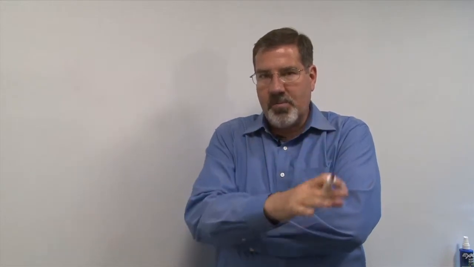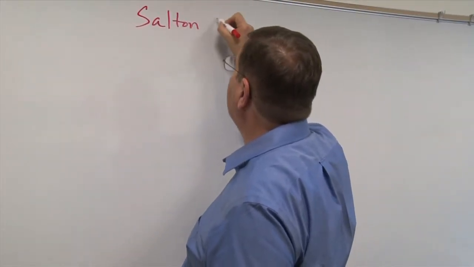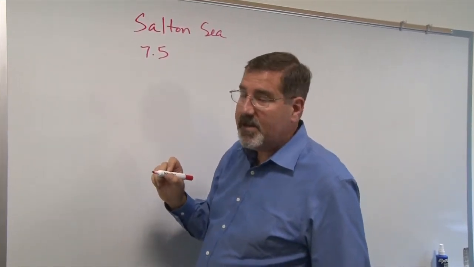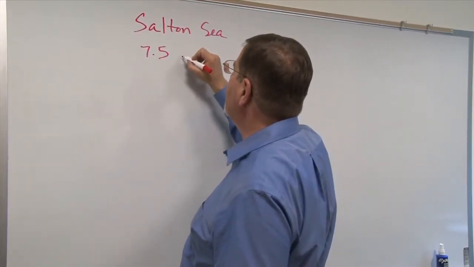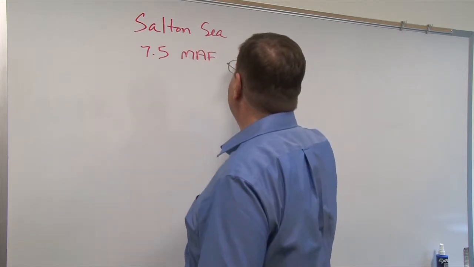And so we can do some simple math and we can figure out just how long the river was diverted from its normal course and flooded across the California desert and filled up at that natural low point of the Salton Sea. So, how big is the Salton Sea? The Salton Sea has a volume of 7.5 million acre feet. And remember, the way we abbreviate that is MAF. That's the volume.